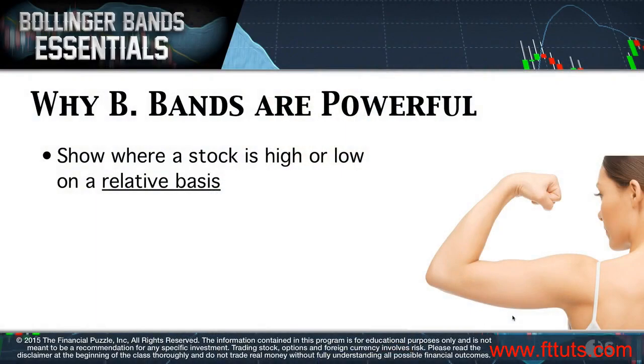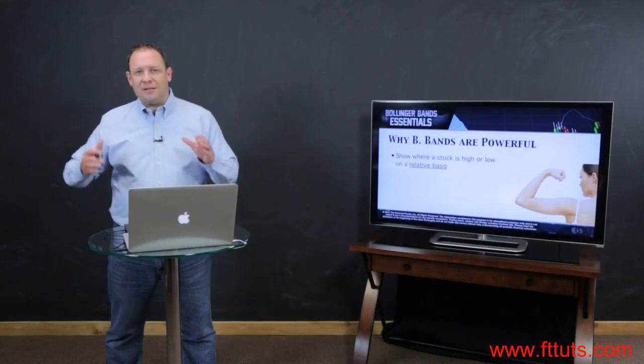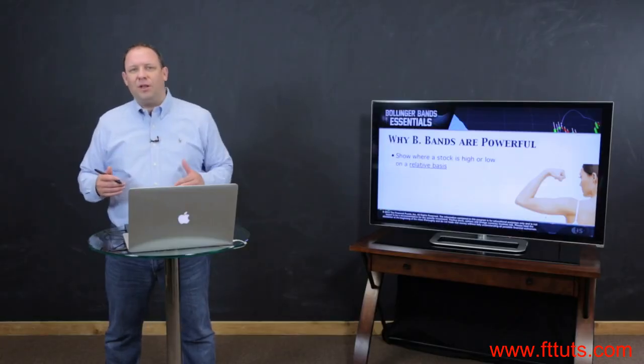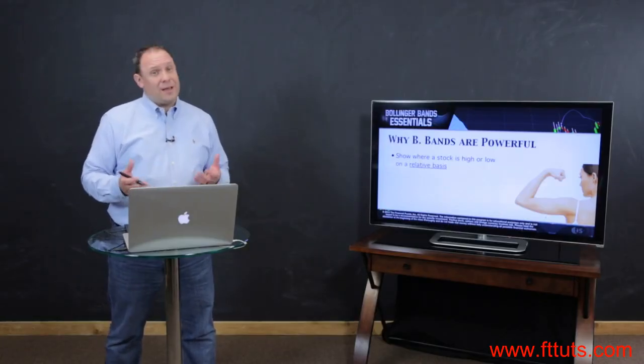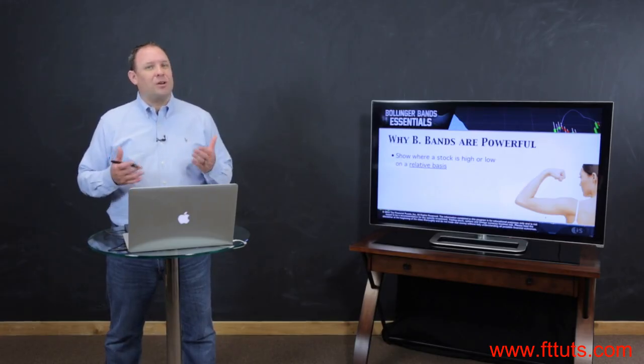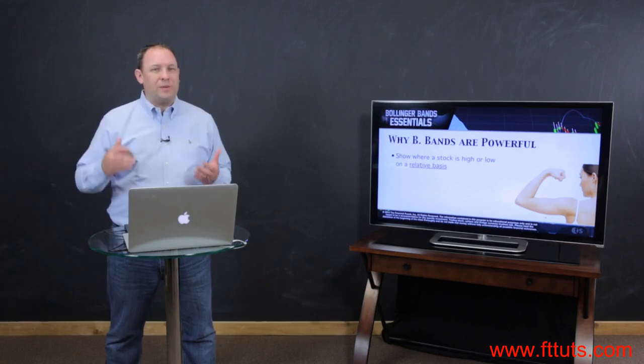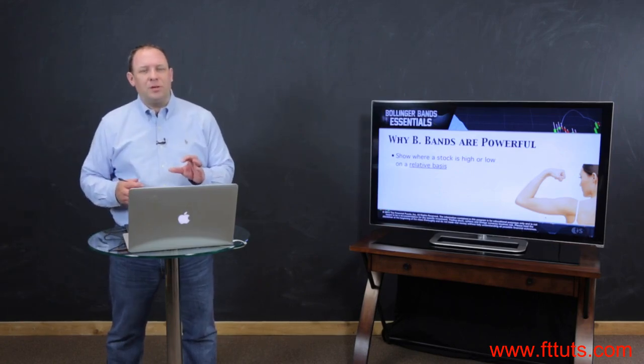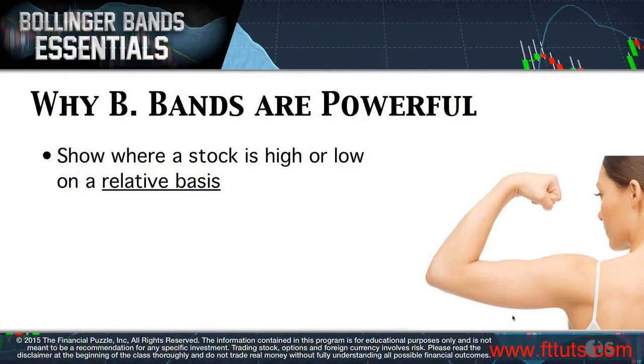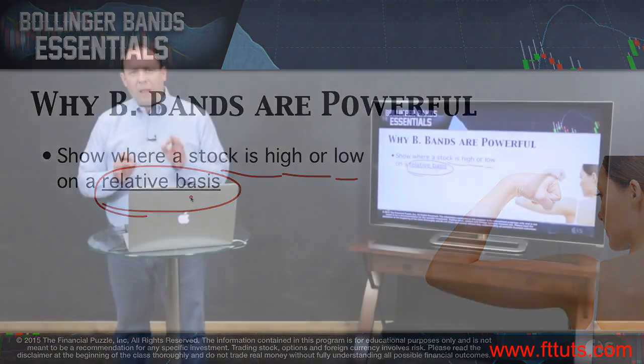Now let's talk about why Bollinger Bands are so powerful. You know, stocks are an interesting thing to study. Whenever we go out and we start drawing lines on a stock, it's a very definitive high, it's a very definitive low. Well, what John Bollinger discovered, as have a lot of other traders, is stocks aren't always that black and white. It's not always specific. And so what the Bollinger Bands do is they give us a way to start adding in what we would consider a relative component. The Bollinger Bands, I should say, show us where a stock is high or low on a relative basis. That is a really important word here, relative.